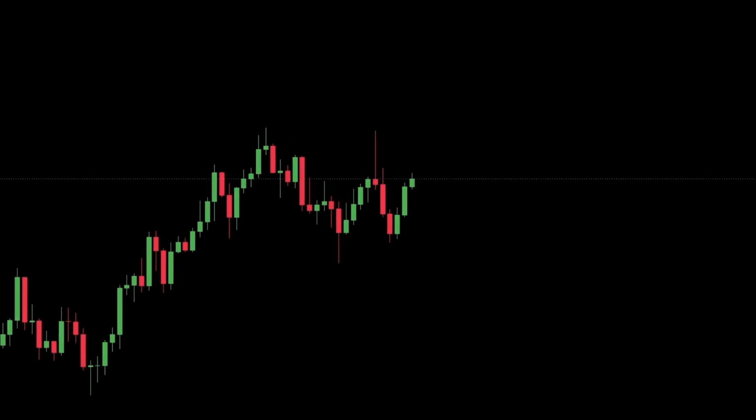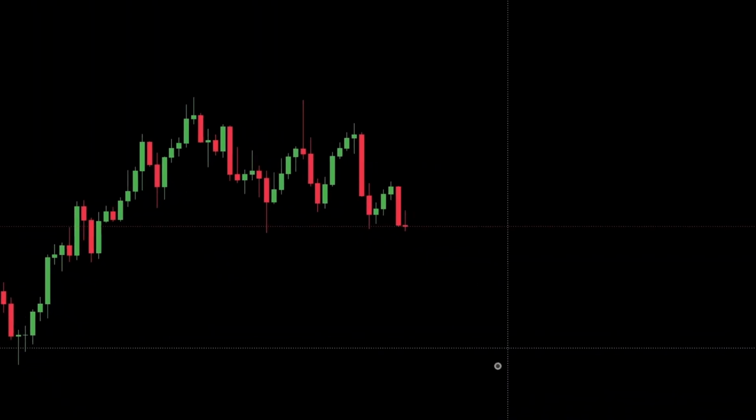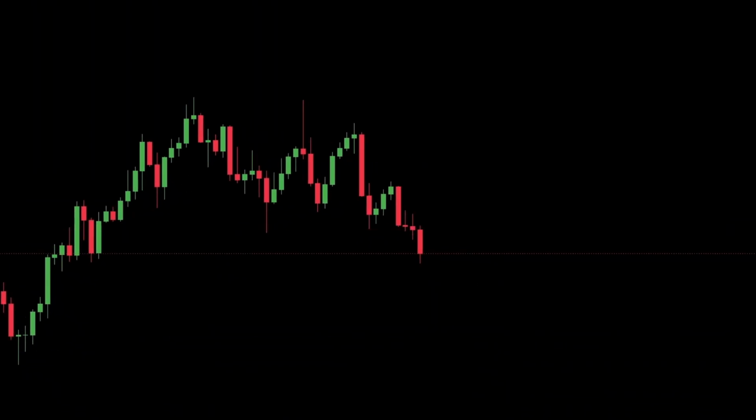Even with the second example in today's video, I am waiting for a clear market move and the creation of a break of structure. If you have any questions about the strategy or trading, feel free to write them down in the comments below.